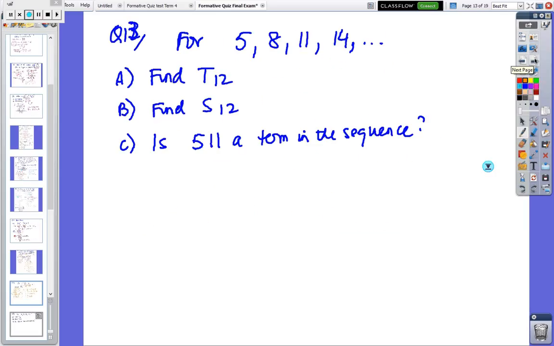Okay, for 5, 8, 11, 14, find T12, S12, and is 511 a term in the sequence? Okay, so we're going to find a term, so we need to have the general term. So let's just use the shortcut.